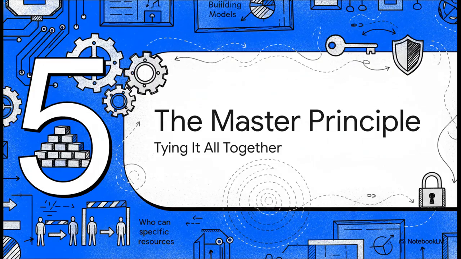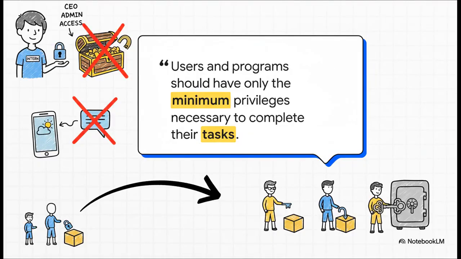Phew. Okay, so we've covered a lot here, right? We went from the basic building blocks all the way to these complex logical models. But if there's just one big idea, one master rule that you should take away from all this, it's something called the principle of least privilege. Yeah, the principle of least privilege. This is pretty much the golden rule of all security.